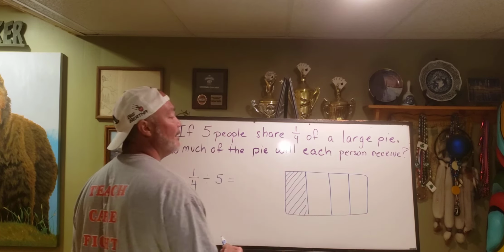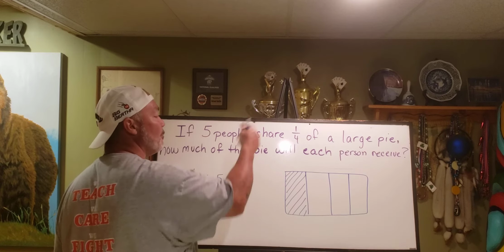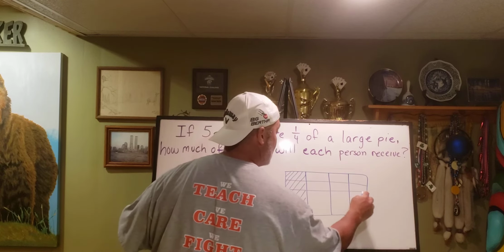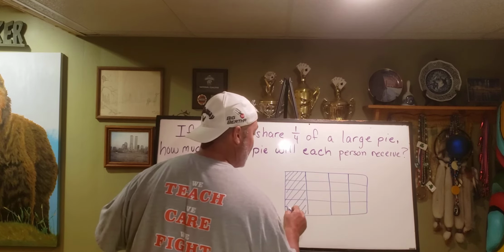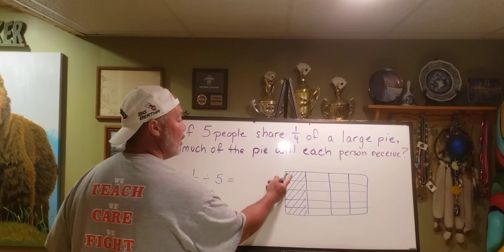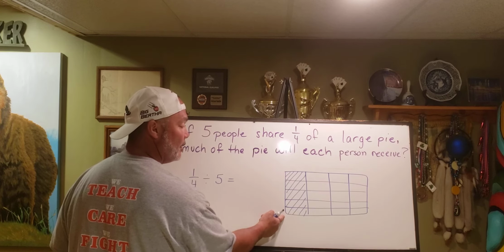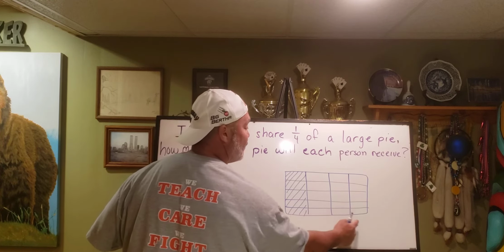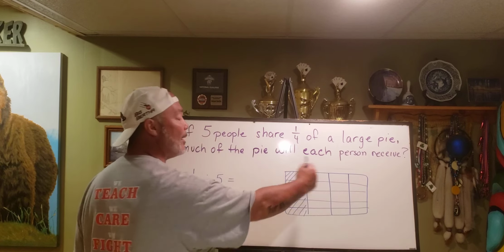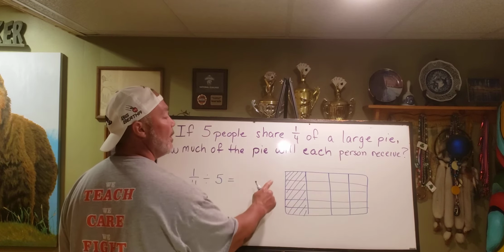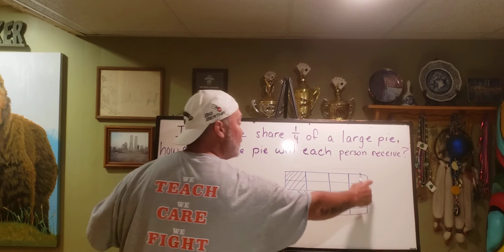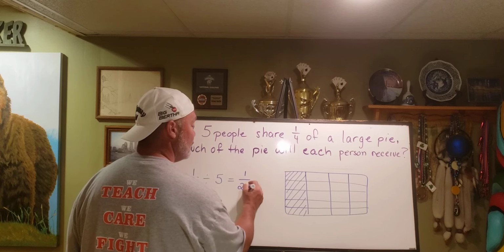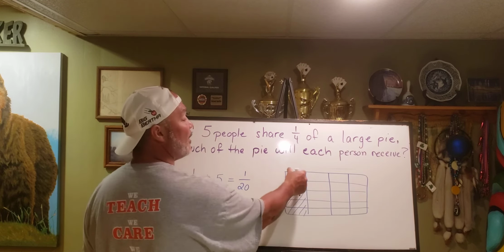But now I'm dividing it between 5 people. So 1, 2, 3, and 4. Now I have 1, 2, 3, 4, 5 people. My total becomes what? 5 times 4 is 20. So there would have been a total of 20 pieces if it was whole. But I'm only getting 1 out of 20. So each person would get 1/20th of a piece. It's a very small piece.